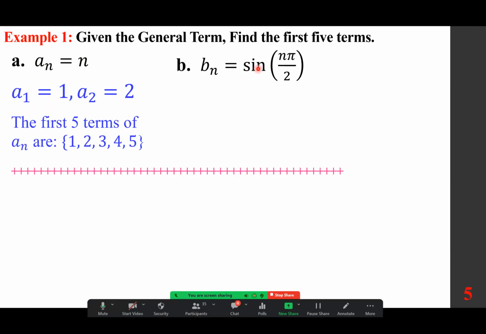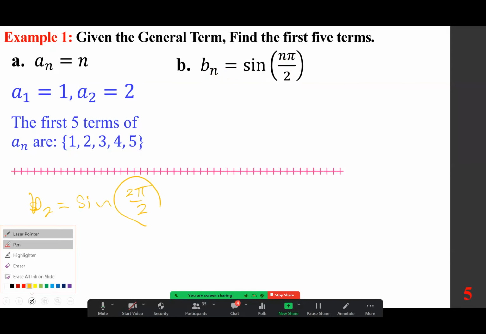We're going to do the same thing here. We're going to replace the n with 1. We get sine of 1 times pi over 2. If I put 2, everybody, I get b sub 2 is sine of 2 pi over 2. What is 2 pi over 2? Pi.